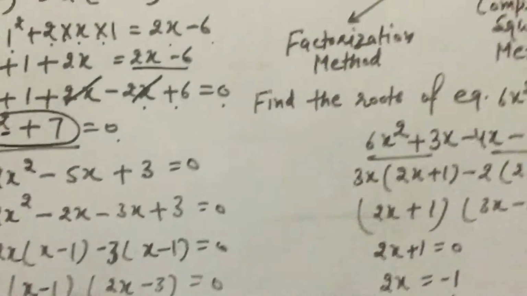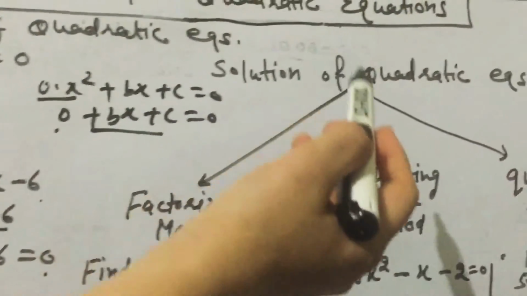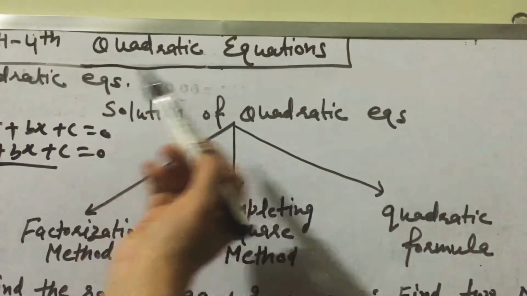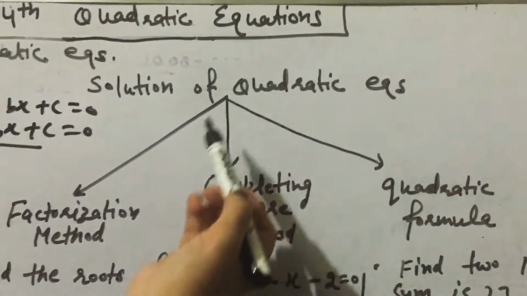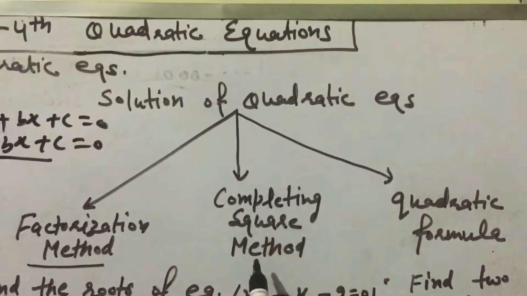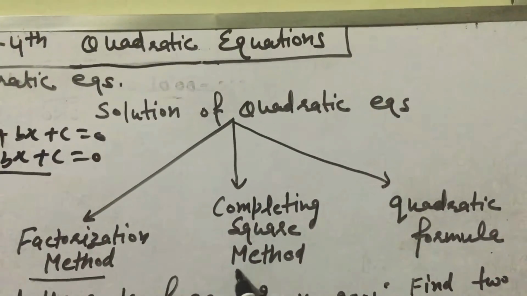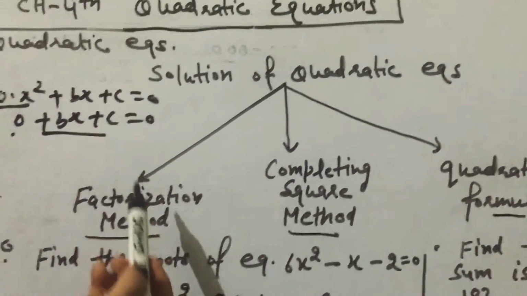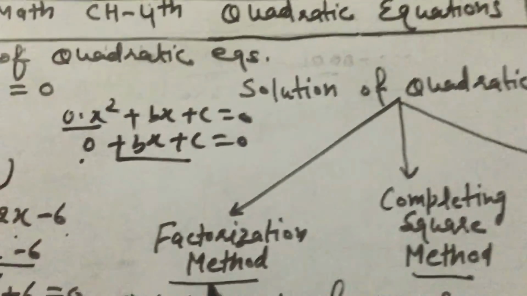Now, solution of quadratic equations. There are three methods to solve a quadratic equation. First method is factorization method. Second method is completing square method. Third is quadratic formula. Today we will discuss factorization method.